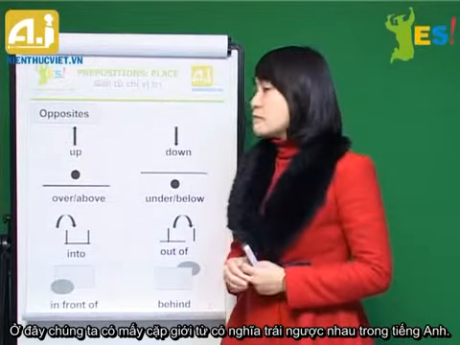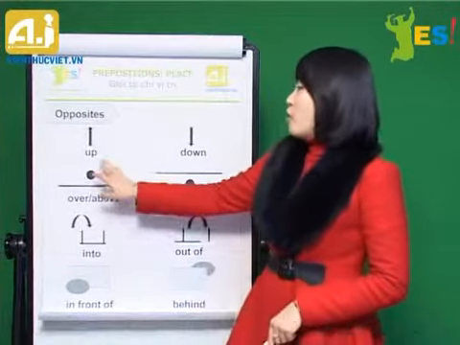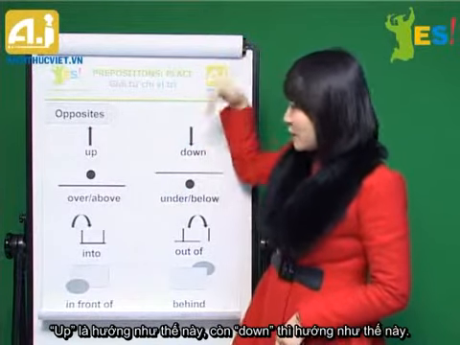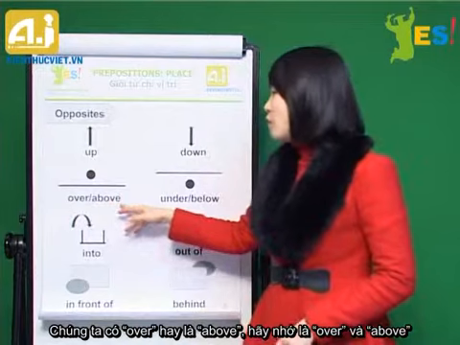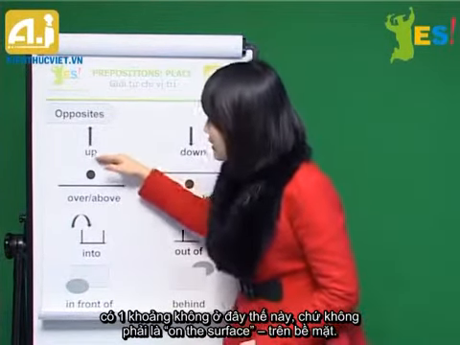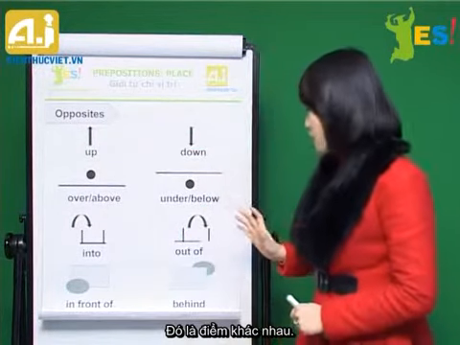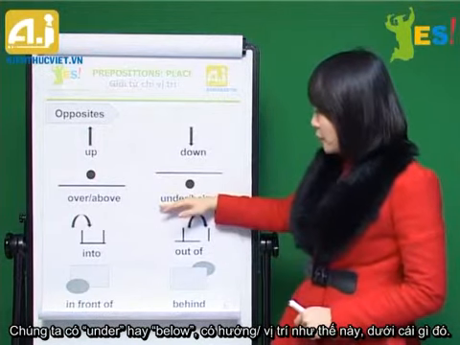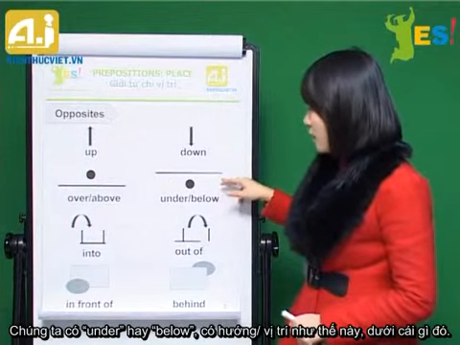Okay, we have some pairs of opposite prepositions in English as well. Up is a direction like this, and down is a direction like this. We have over or above. Remember, over and above just show the place, like this, but not on the surface. We have under or below, which is this direction or position. Below something or under something.